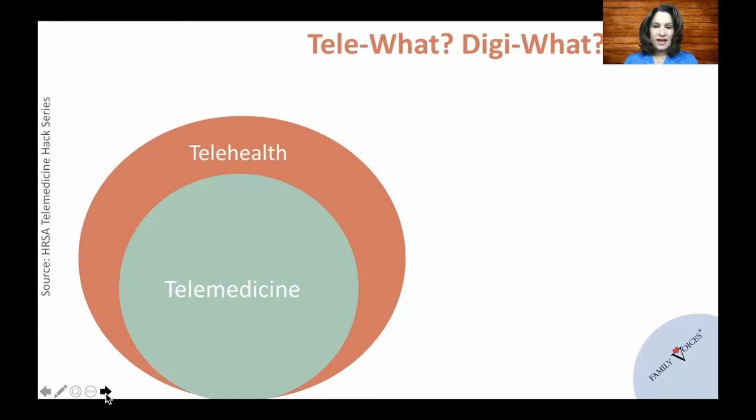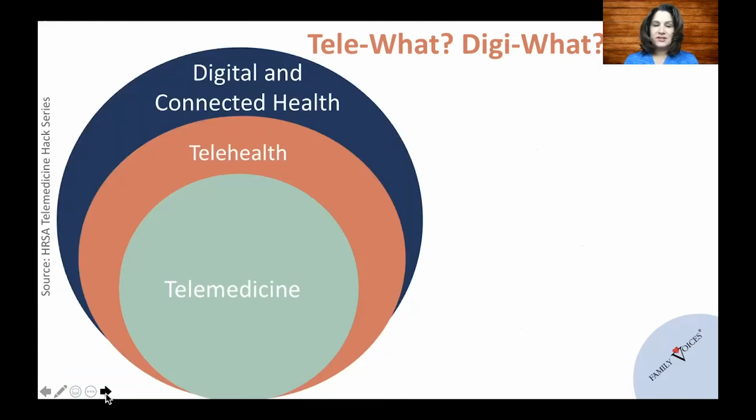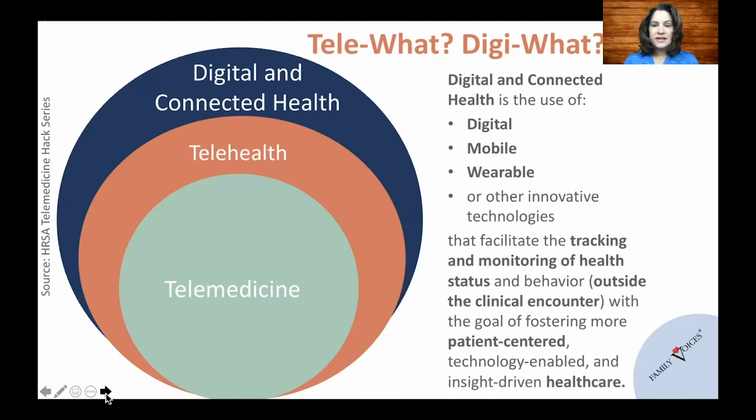An even broader category is called digital and connected health. Digital and connected health is the use of digital, mobile, and wearable devices that facilitate the tracking and monitoring of health status and behavior outside the clinical encounter, with the goal of fostering more patient-centered, technology-enabled, and insight-driven healthcare. So all of this together is the world of telemedicine, telehealth, digital and connected health, and we are going to be focusing on the telemedicine appointment in the green circle.